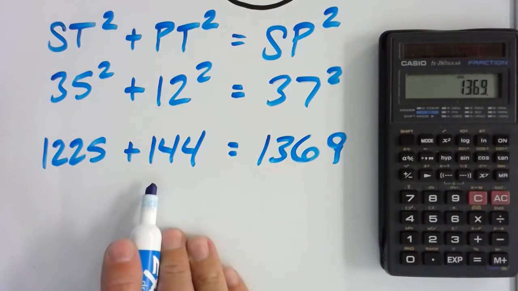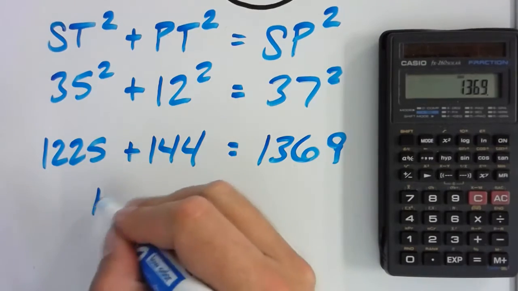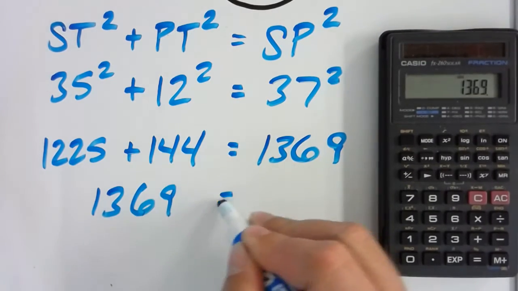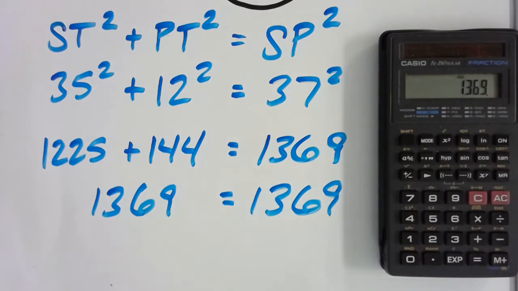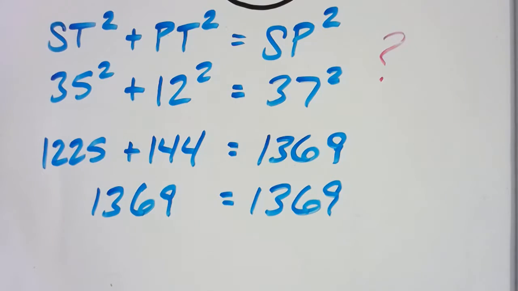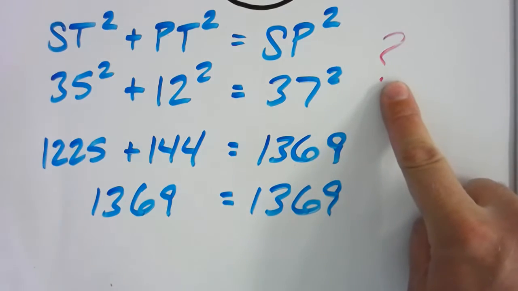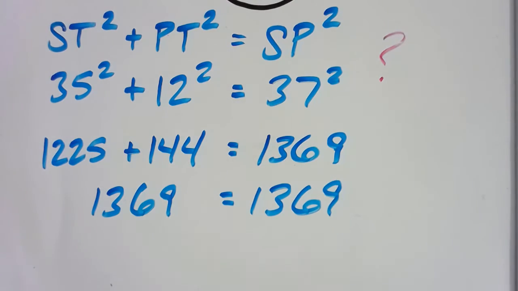Quick arithmetic here. If I add 1225 to 144, this is in fact 1369. And so in this instance, I do in fact get something that checks out. 1369 does in fact equal 1369. So to answer the question, yes, this does check out.